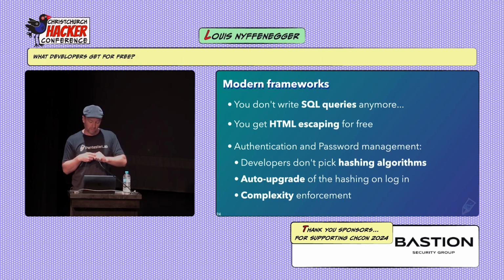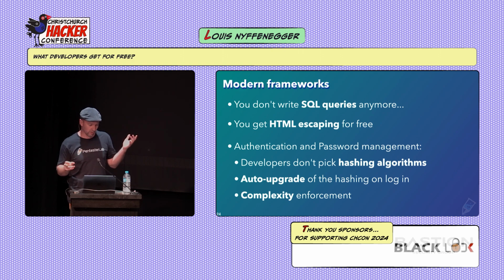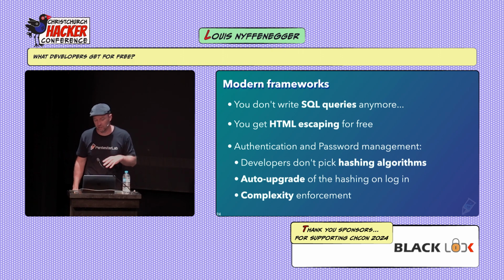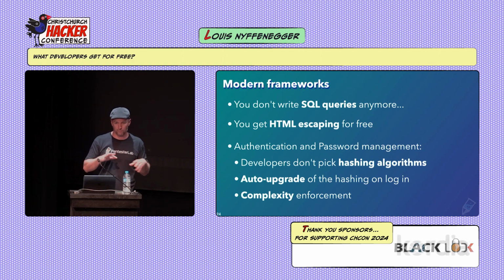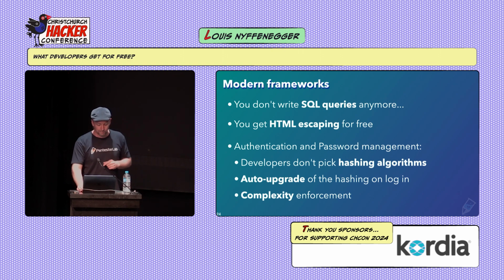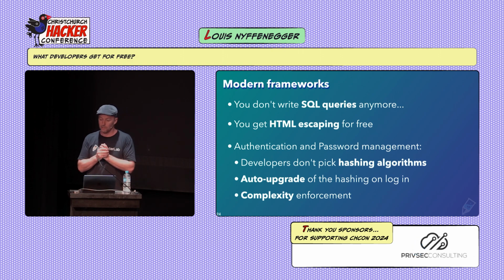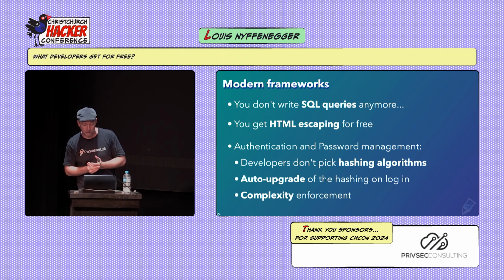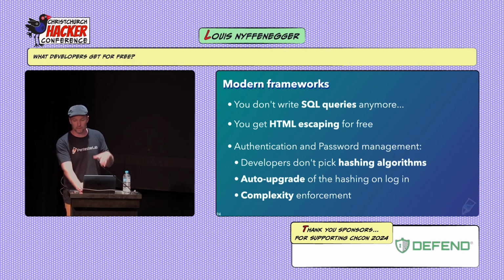What is interesting as well is all around authentication, and I talked about that with .NET. Nowadays, developers shouldn't have to pick a hashing algorithm for passwords of customers. Like, they shouldn't, don't do it. So Ruby on Rails doesn't have that, but auto-upgrading the hashing used for passwords, also things like complexity enforcement, that's the thing you can have now for free in modern frameworks.